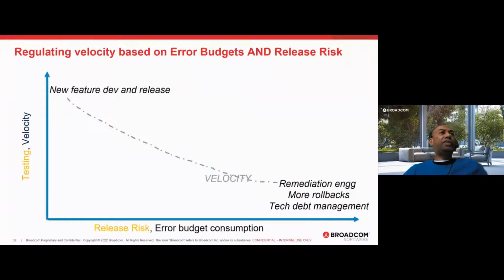So testers can actually now start to exploit the error budget to balance velocity with quality. Traditionally, what SREs do is, if they have high error budget left for that release period, then they focus on velocity. But as they consume their error budget, they throttle the velocity and focus more on rollbacks and remediation engineering and test debt management, right?